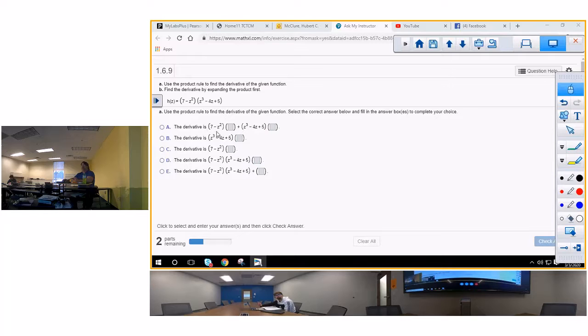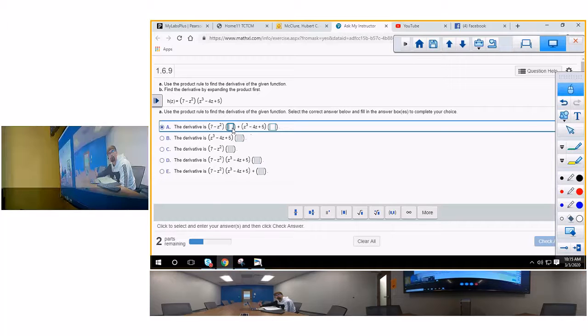First times the derivative of the second plus the second times the derivative of the first. So this one would be what? Negative 2z. And this would be 3z squared.